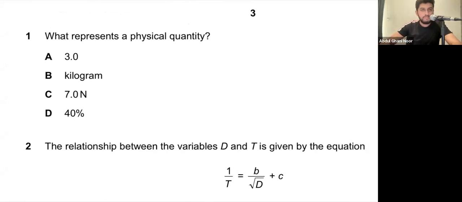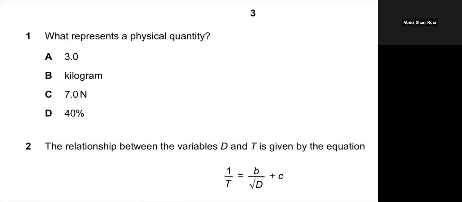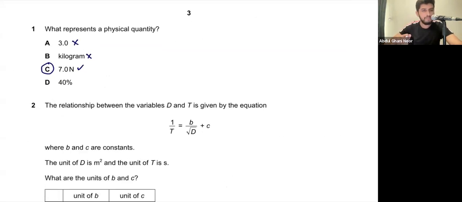The first question says, what represents a physical quantity? Now, there are two conditions for a physical quantity. It should have a numerical magnitude, a number associated with it, and at the same time it should also have a unit. So the first one has a numerical magnitude but no unit. The second one has a unit but no numerical magnitude. The third one has both, 7 newtons. The last one, 40%, is not actually a unit. So your answer is C.